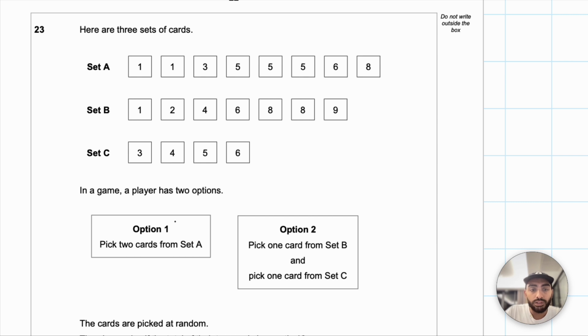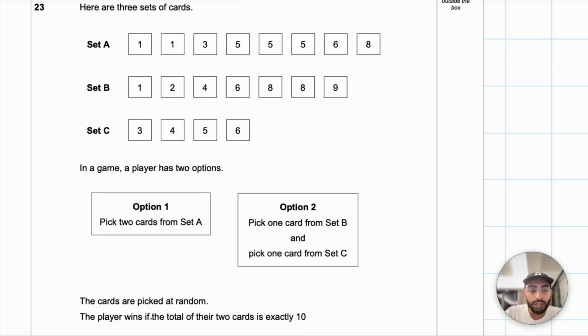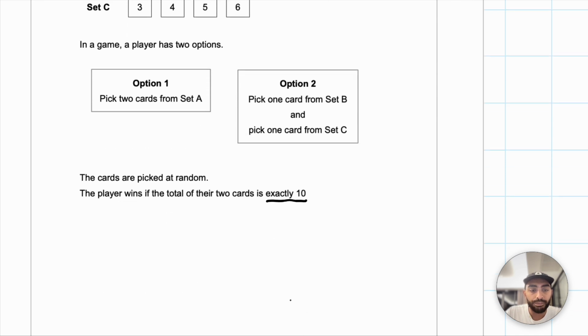Question 23. Here are a set of cards. In a game, a player has two options. We can pick two cards from set A, or we can pick one card from set B and one card from set C. Cards are picked at random, and the player wins if the total of their two cards is exactly 10.